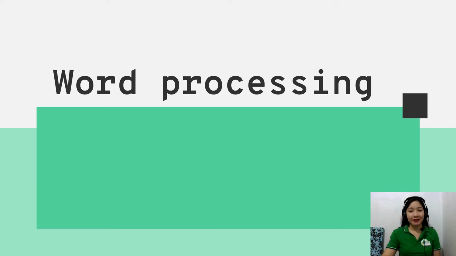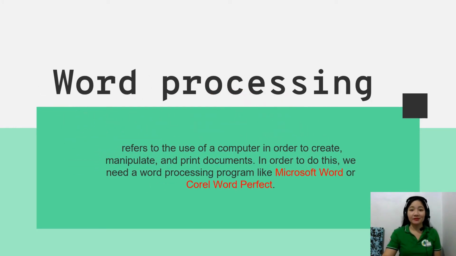Before we start learning about desktop publishing, we have to go back to the basics of word processing. Word processing refers to the use of a computer in order to create, manipulate, and print documents. In order to do this, we need a word processing program like Scribus, Microsoft Word, or Corel WordPerfect. With these programs, we can produce and revise documents, store them in our disk drive or flash drive, then modify them or produce hard copies of them with a printer.